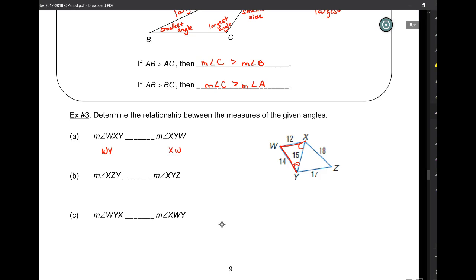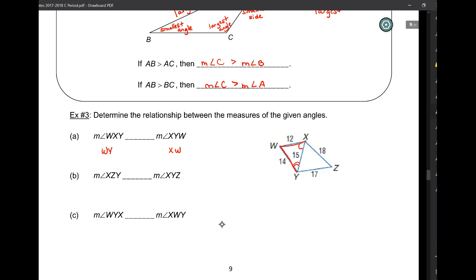So in other words, to compare the angles, we have to identify the sides that are across from them. A quick, easy way to do that is just take the outer two letters. So kind of ignore the middle letter. So WY compared to XW. So which one's bigger?